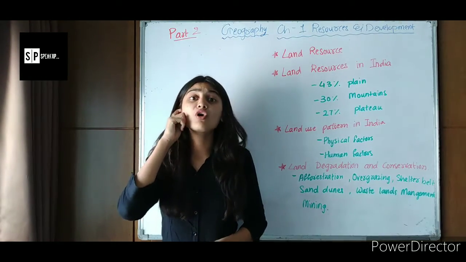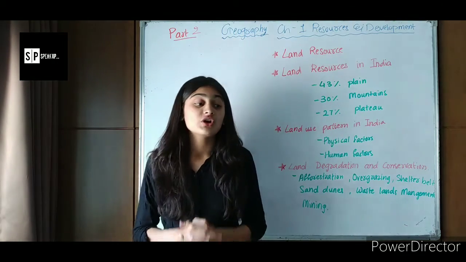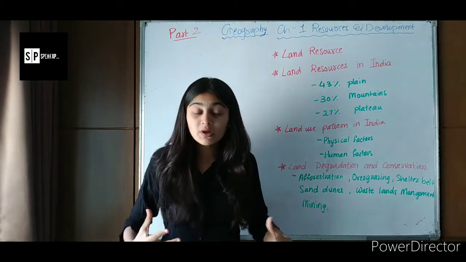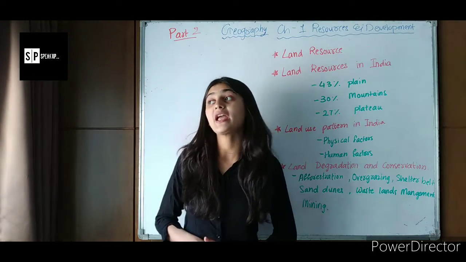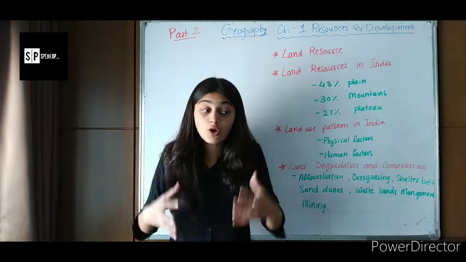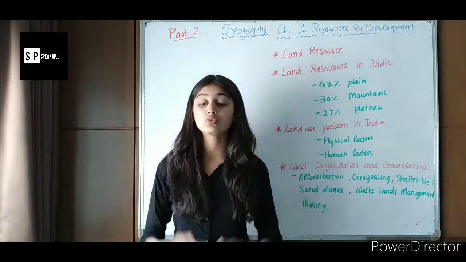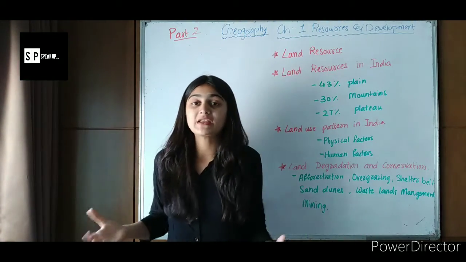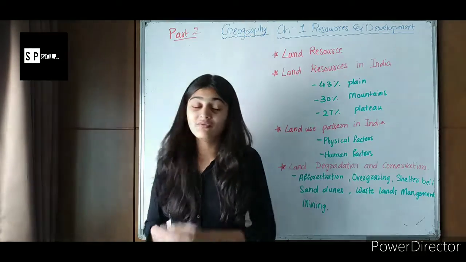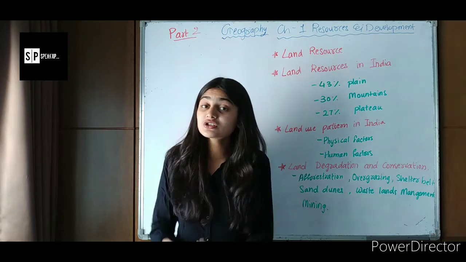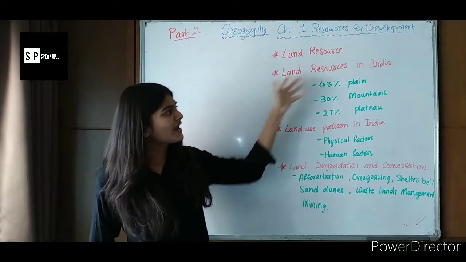Now, land is the most essential, most vital and most important resource that humans are dependent on. Land and water both are the most important resources, and if we didn't have land, we wouldn't be able to survive. How would we be accommodated in a particular place? So land is very basic, and it is the most essential resource that we need. Okay, so land resources in India.